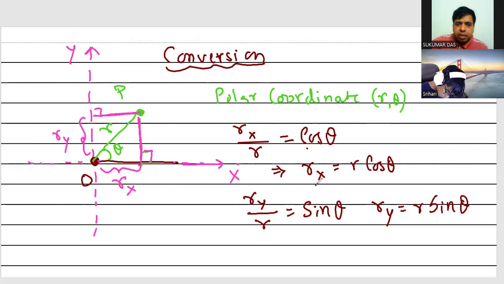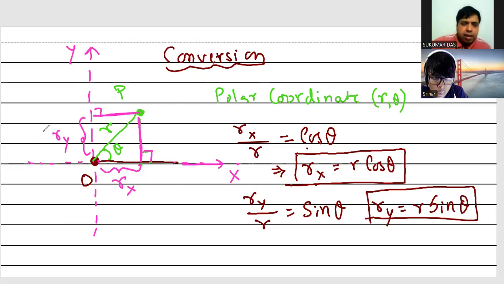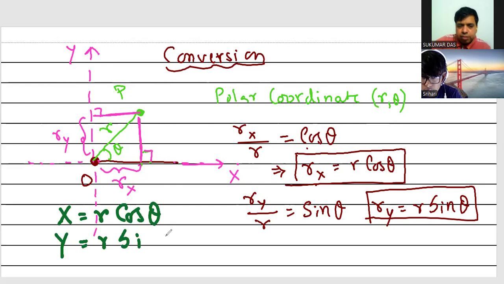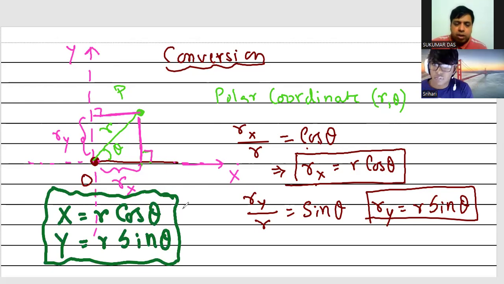Now, what is Rx? If you look into the rectangular coordinate system, Rx is nothing but the x coordinate. It is the x component, and this is the y component. So we can write that the x component is given by R cos theta and the y component is given by R sine theta. This is one important relation between our rectangular coordinate system and polar coordinate system. Okay? Good.